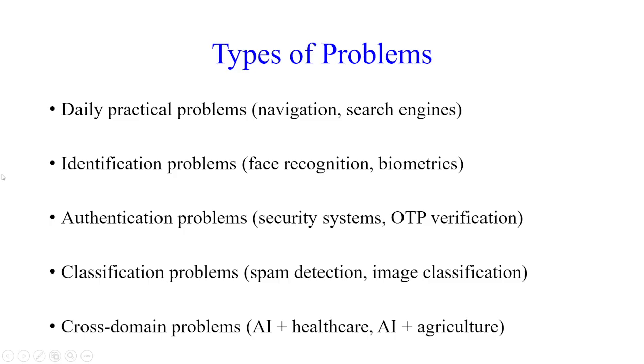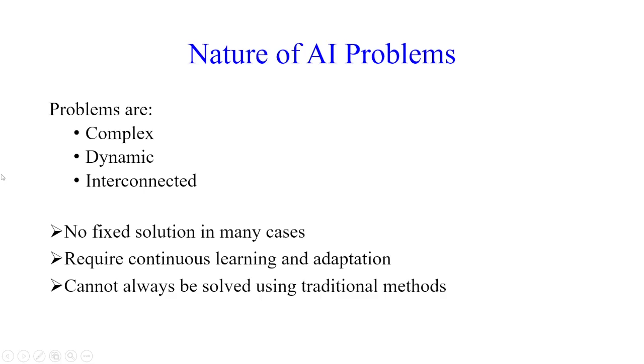Now we will talk about the nature of AI problems. Understanding the nature of AI problems helps us appreciate why AI techniques are needed in the first place. The problems might be complex, dynamic or interconnected. When I say complex, these involve many variables, many possible outcomes and many uncertainties. When it is dynamic, the environment keeps changing in real time. When it is interconnected, one problem often connects to another.